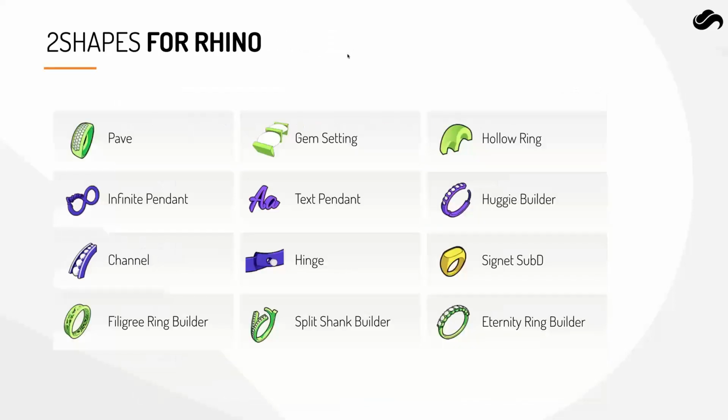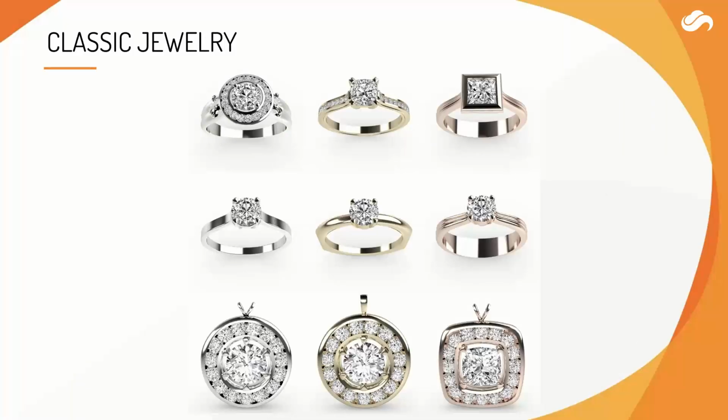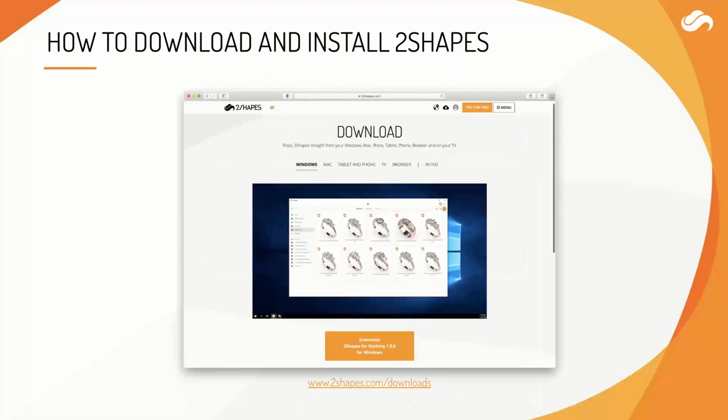But also we will add a lot of functionalities like PABL, gem setting, hollow ring, infinite pendant, Huggy, split chunk, eternities, hinge. And I was planning to show some designs, but probably I won't, because it's 3 minutes to the hour. Then let me show you how you can download and install 2Shapes.